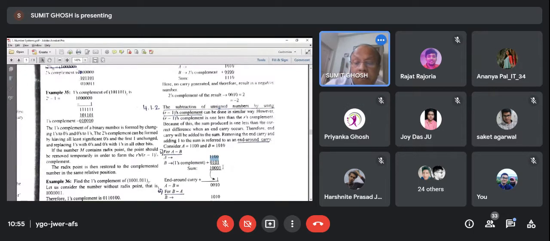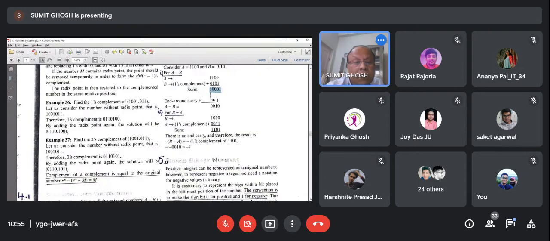0011. Very good. What is the 1's complement of this number? Sorry. What is the 1's complement of this number? 01110. Very good. What is the 2's complement of this number? 01111. Very good. I'm taking any random number. What is the 1's complement of this number? 1001010. Very good. What is the 2's complement of this number?